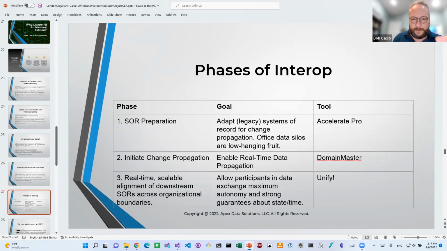So in terms of the phases of interop, you want to prepare your systems of record to take advantage of this world. And that usually means bringing an adapter concept of some kind. So when I talk about linked data microservices for Office artifacts, what I'm really talking about is an adapter pattern. And that's something that we're going to generalize in the next step with Domain Master and Unify. At that point, now you have systems capable of generating change and receiving information about change, and then as appropriate, applying it to their system of record.